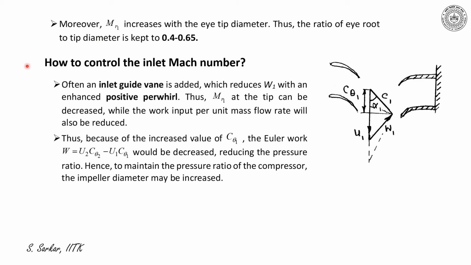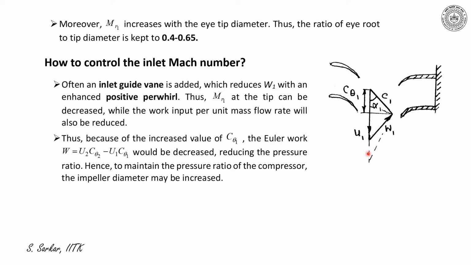Although I have indicated this, let me elaborate here for your appreciation that often an inlet guide vane is provided, which reduces W1, the relative inlet velocity, with an enhanced positive pressure. I have indicated that in this figure. I have drawn here the inlet velocity triangle at tip with a guide vane and without a guide vane.